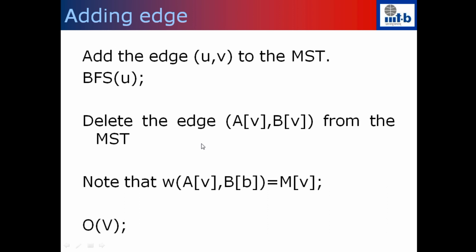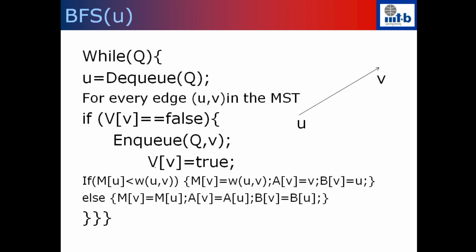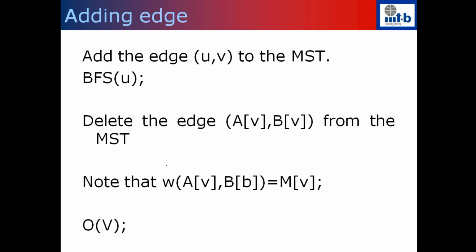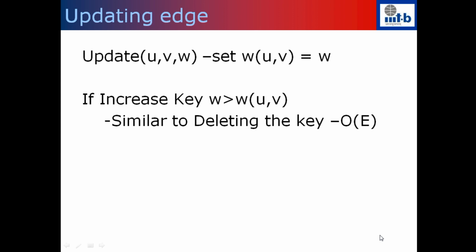Instead of the minimum spanning tree, if you wanted to update the maximum spanning tree, then instead of looking at the maximum weighted edge, you would look at the minimum weighted edge. The modification you need is that instead of the smaller than symbol here, you write the greater than symbol. That will give you the minimum weighted edge in the path from U to V, and you just delete that edge from the MST. Now let's consider the case where you are updating the weight of an edge.